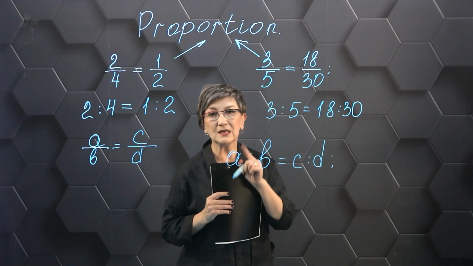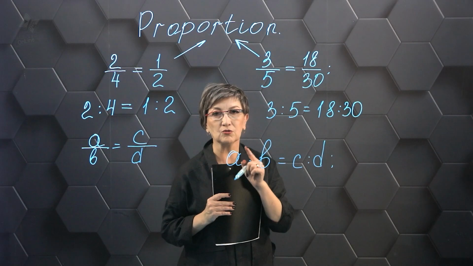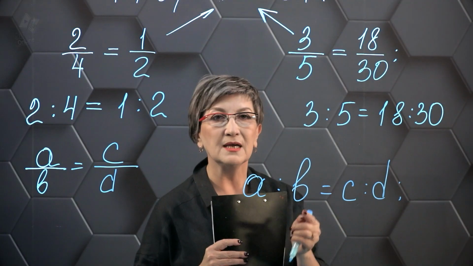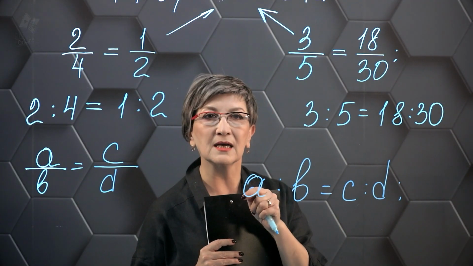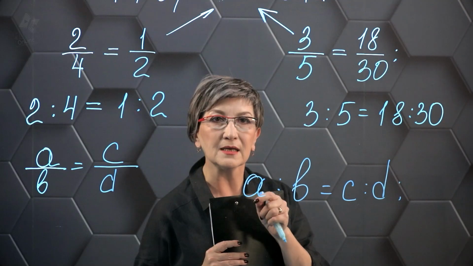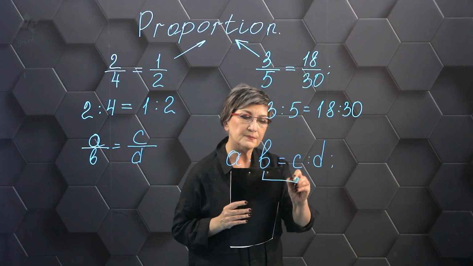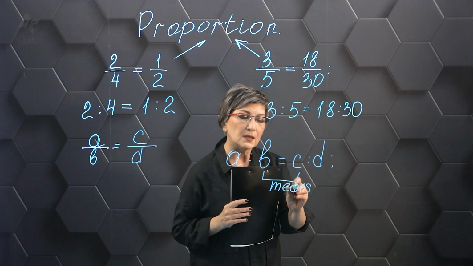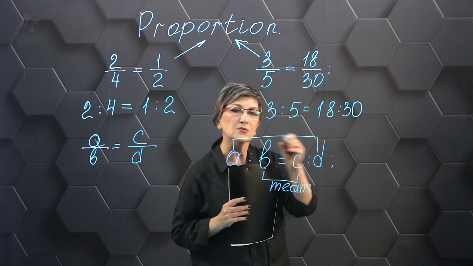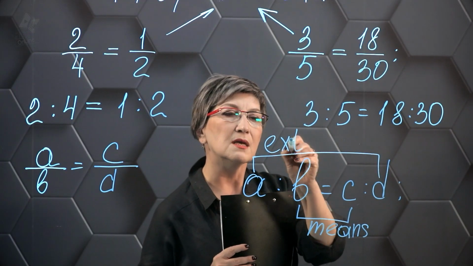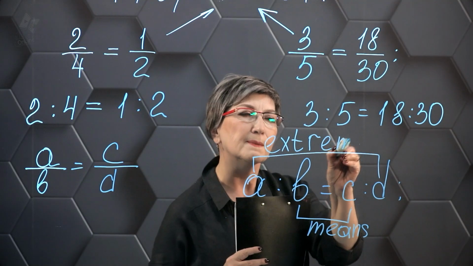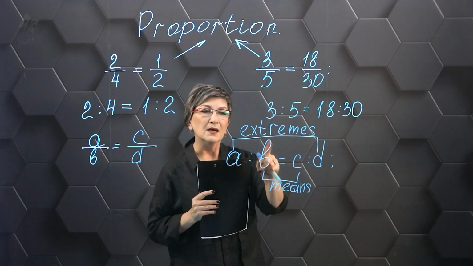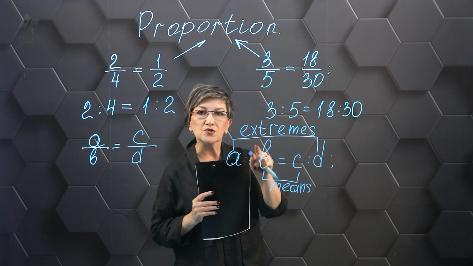And proportions have a wonderful property that allows you to determine whether a given equality is a proportion or not. The product of the means is equal to the product of the extremes. Let's use this property.